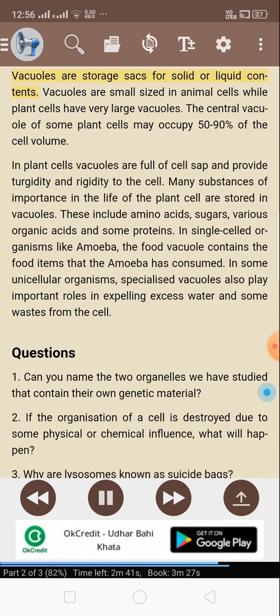5.2.5 VII, vacuoles. Vacuoles are storage sacs for solid or liquid contents. Vacuoles are small sized in animal cells while plant cells have very large vacuoles. The central vacuole of some plant cells may occupy 50-90% of the cell volume. In plant cells, vacuoles are full of cell sap and provide turgidity and rigidity to the cell. Many substances of importance in the life of the plant cell are stored in vacuoles.